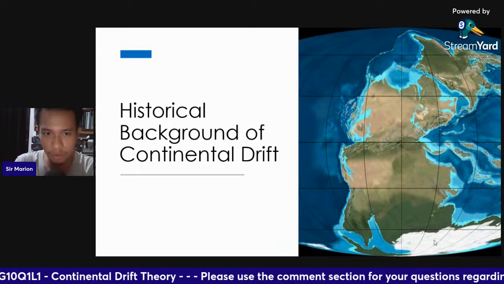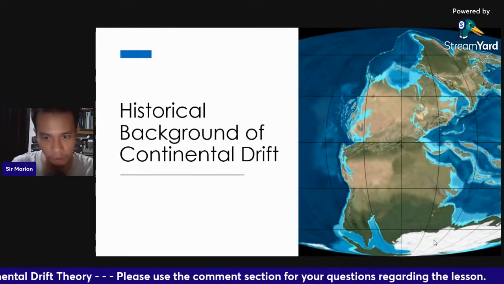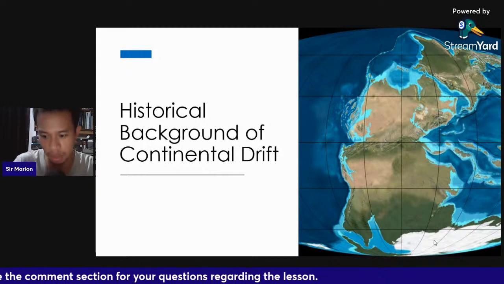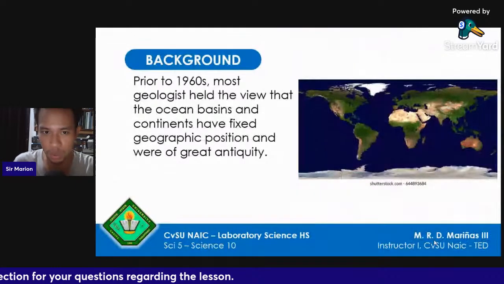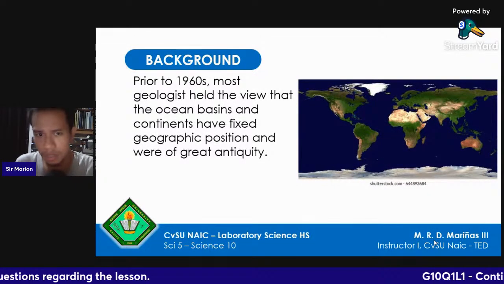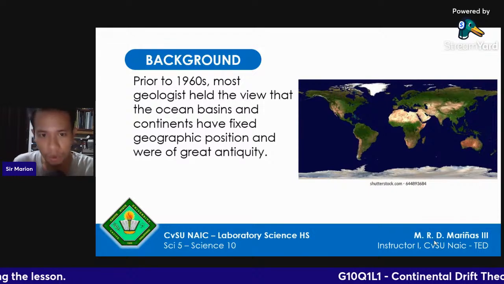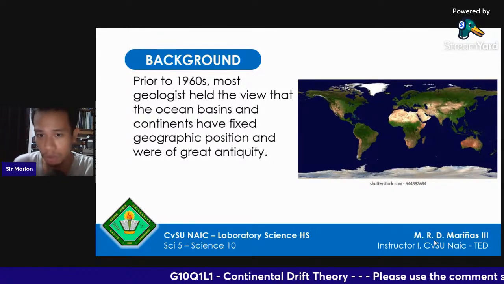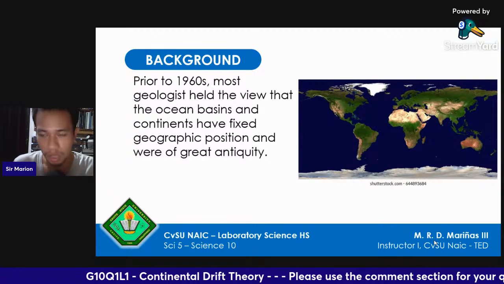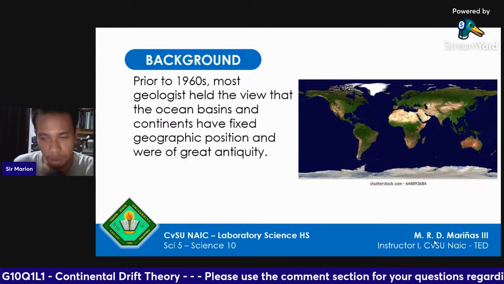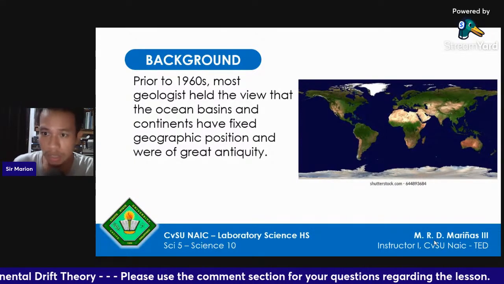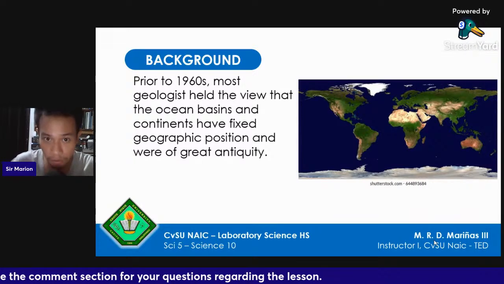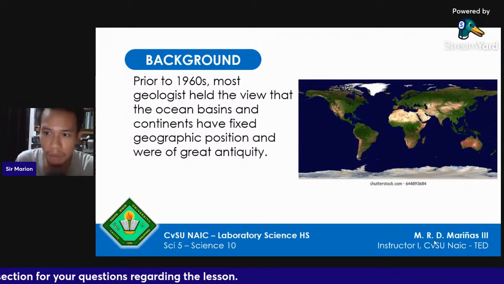So let's start first with the historical background of continental drift. Saan nga ba nagmula itong idea ng continental drift na ito? Prior to 1960s, most geologists held the view that ocean basins and continents have fixed geographic position and were of great antiquity. Pag sinabi natin na geologists, these are scientists that study the structure of the earth. They also study how this structure are formed. Pinag-aaralan din nila yung mga mechanisms na yan.